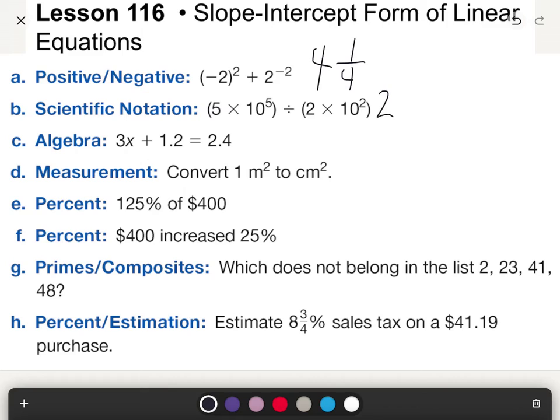So 5 divided by 2 is 2 and 5/10. And then remember, with exponents and like numbers, when we're dividing, the rule is to subtract them. Okay. Then, algebra. So let's see, we would say 2 and 4/10 minus 1 and 2/10. That'll get us 1 and 2/10. Then divide that by 3 will get us 4/10.